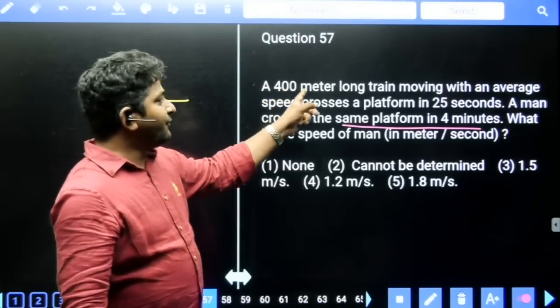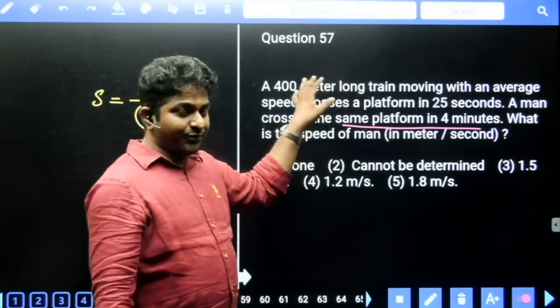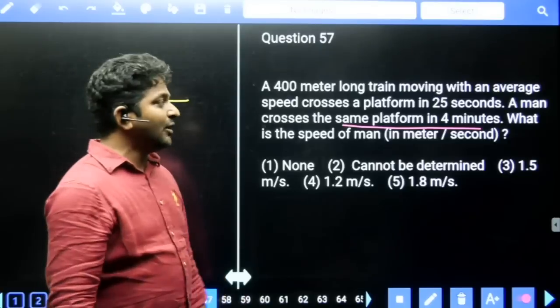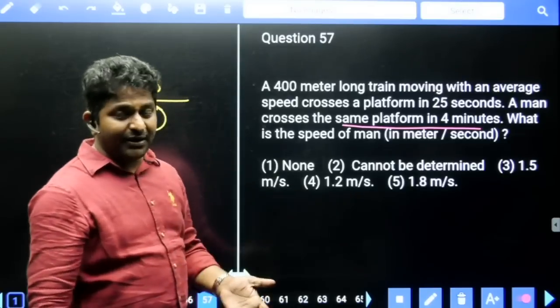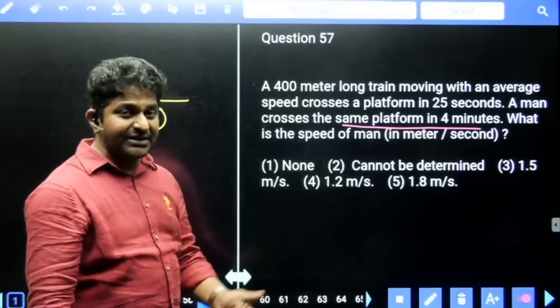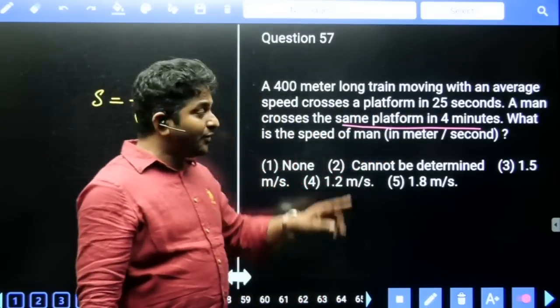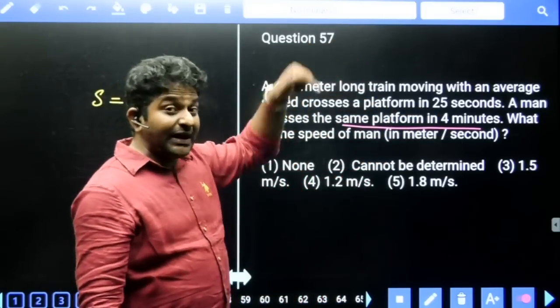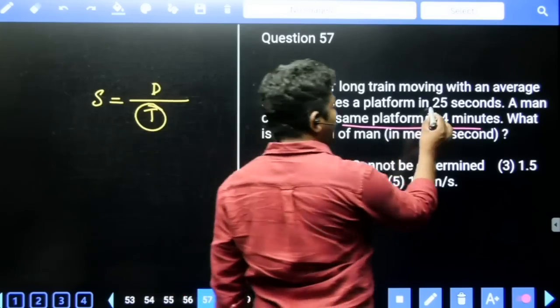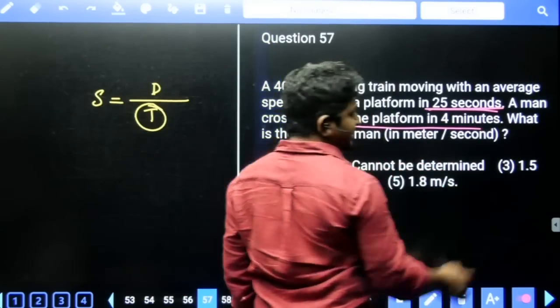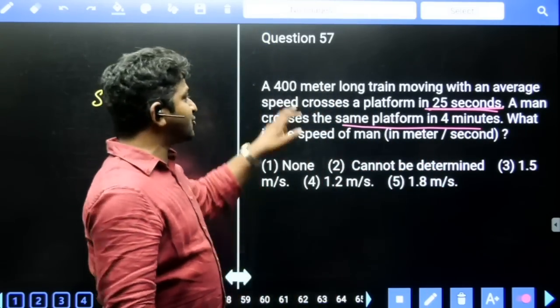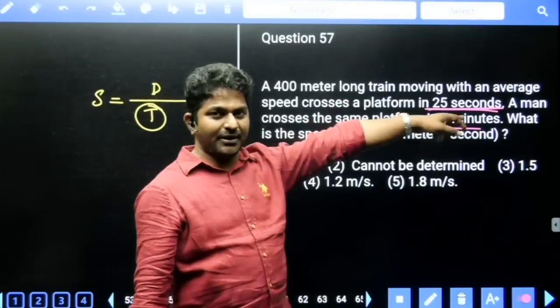Look at this. A 400 meters long train. This 400 is equal to the train length. Moving with an average speed. You are not given how much the speed of the train is. Crosses a platform in 25 seconds. If you know the speed of the train, we can calculate how much distance is covered by the train in 25 seconds, and that distance includes the train length 400 meters plus the platform length.